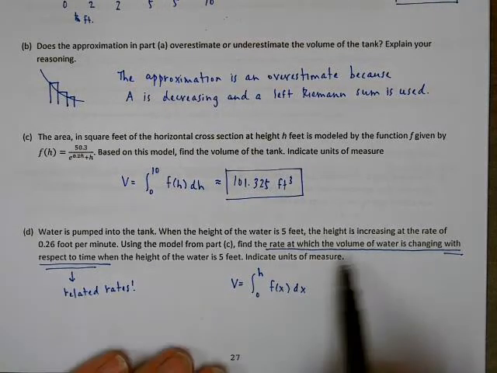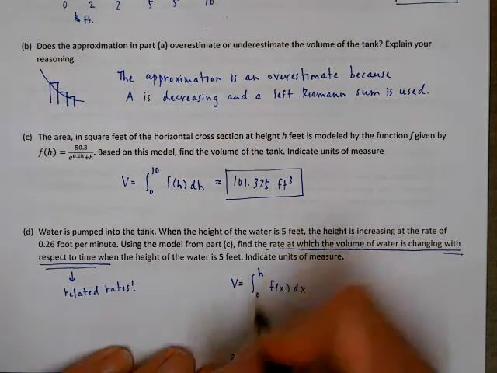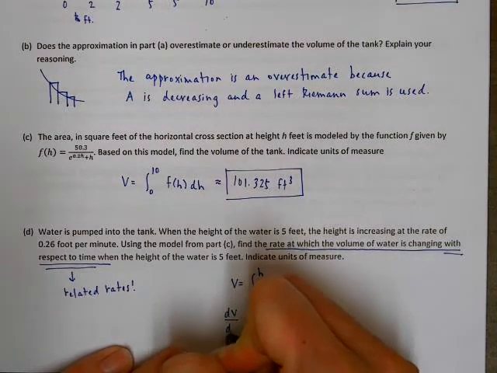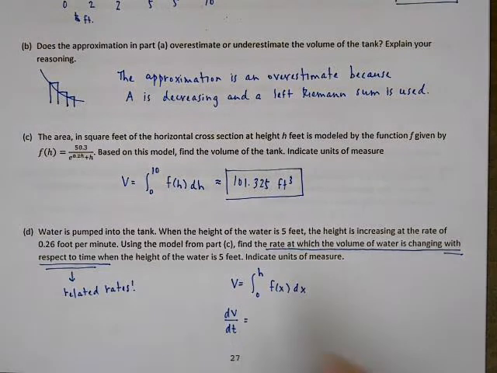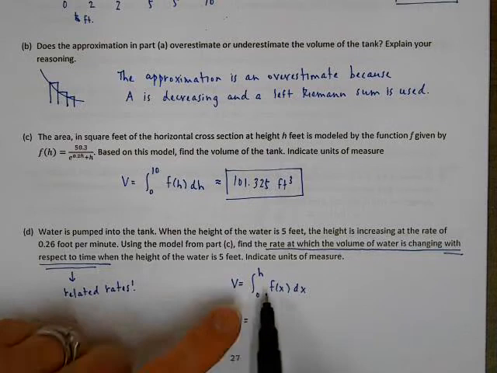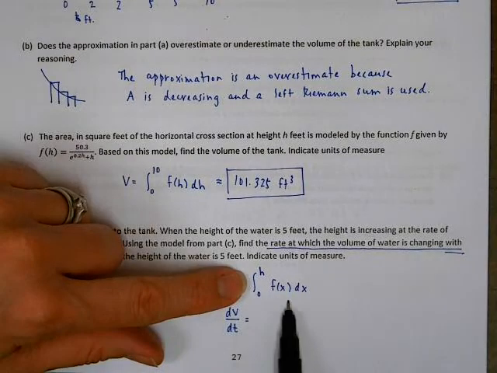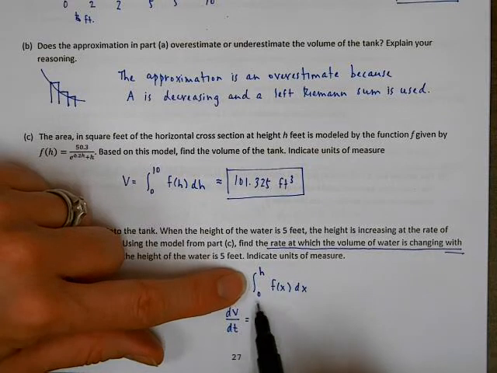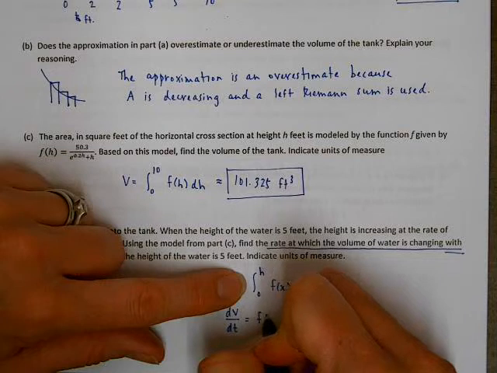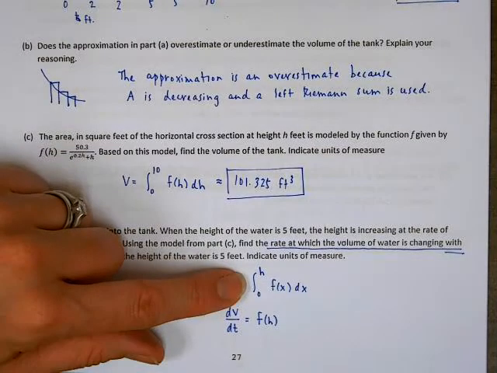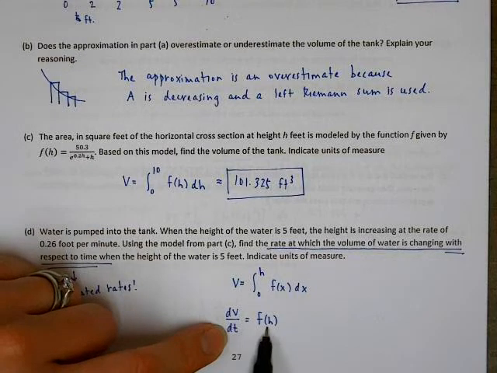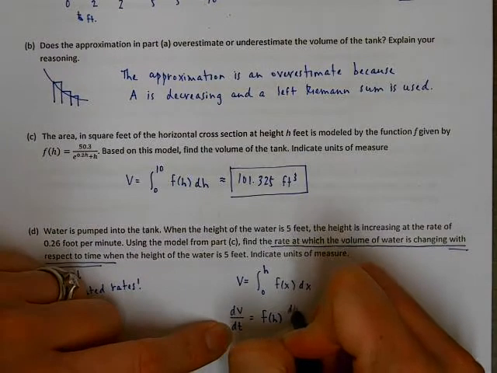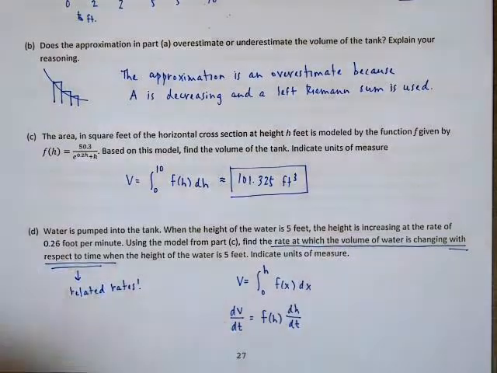Now, I want to find the rate at which the volume is changing. So I'm looking for dV/dt. That means I need to differentiate with respect to t. The first thing I do is just take the derivative of the right-hand side. And here's where we're going to use the fundamental theorem. If I differentiate this side, the derivative of the integral is just going to give me f of h. Now, because I'm differentiating with respect to t, and this function has an h in it, that's where we need that implicit piece, and we're going to include our dh/dt.